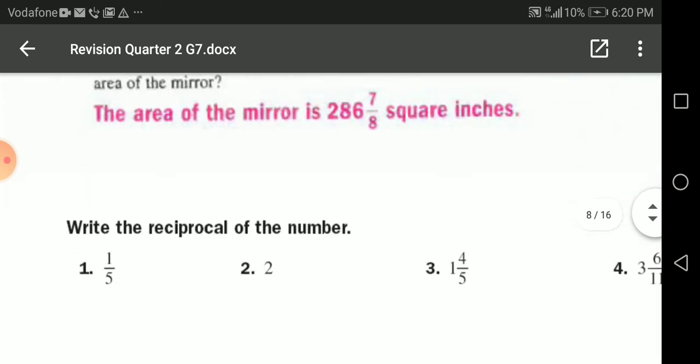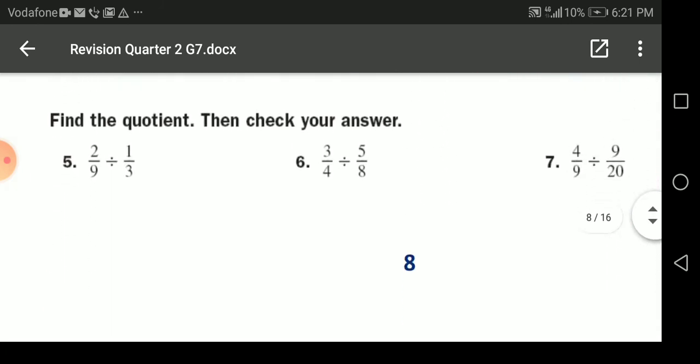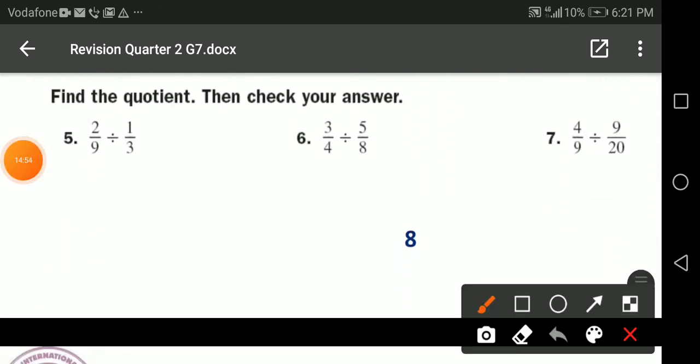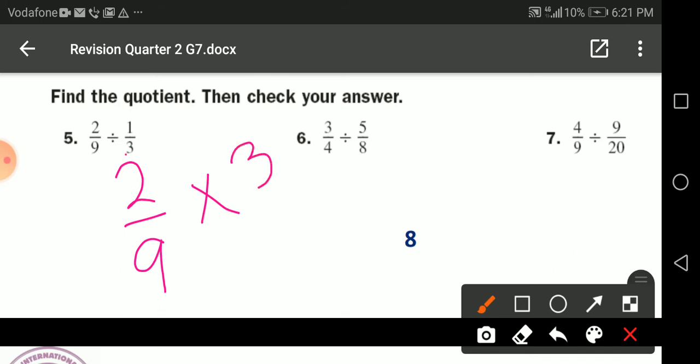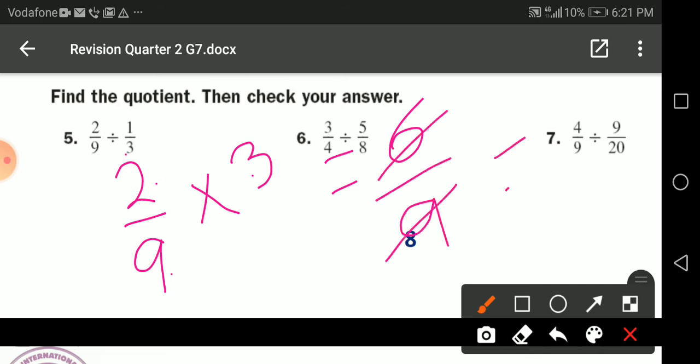Okay. Find the quotient. 2 over 9 divided by 1 over 3. How can I solve it? 2 over 9, instead of dividing, I will multiply by 3. So 2 times 3 gives me 6, over 9 here. Then simplify, means divided by 3. 2 divided by 3, 3.